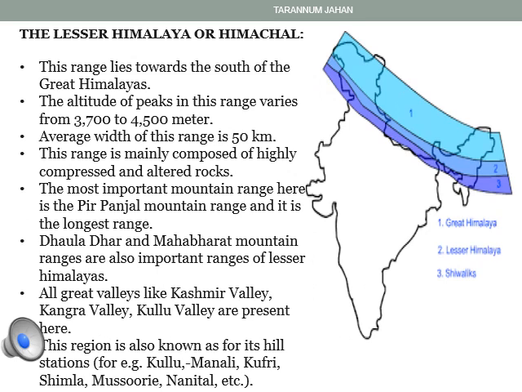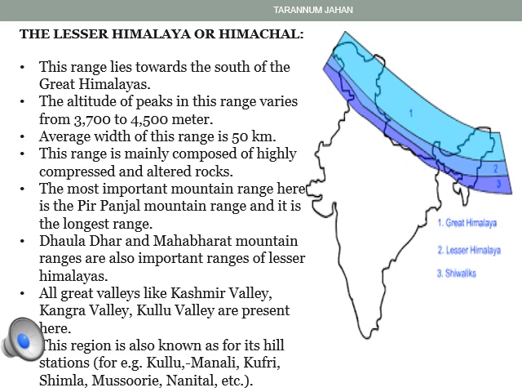Now the next one is the Lesser Himalayas or Himachals. If you see, after the light blue line, there's one more border of a darker blue color, which is called the Lesser Himalayas or Himachals. These lie to the south of Himadri, that is, they come down below the Himadri.